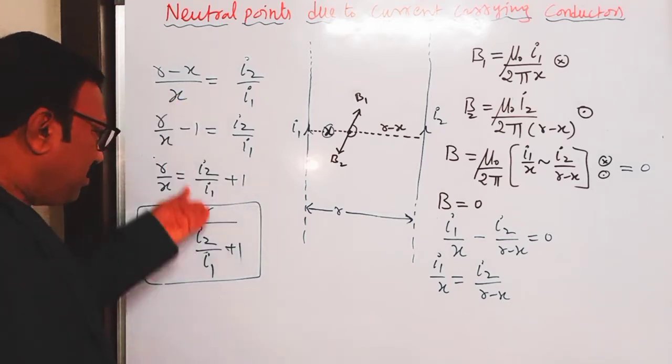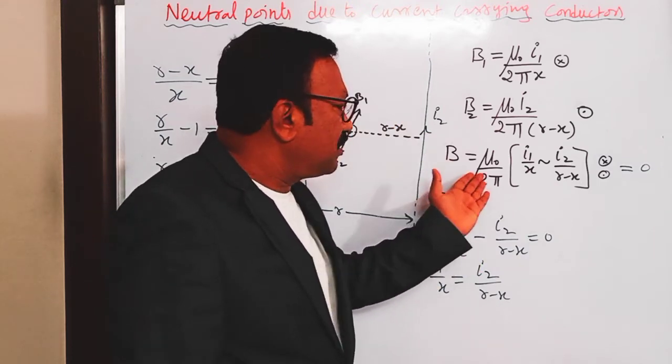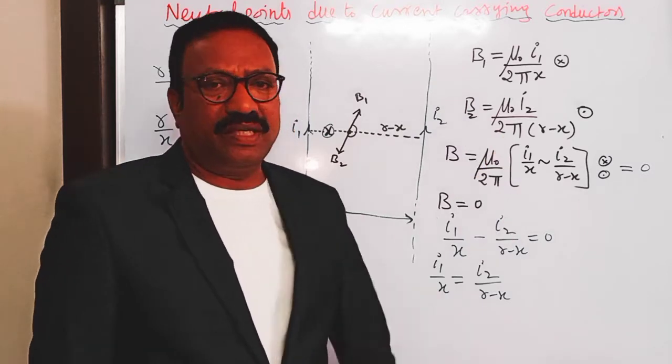If you don't remember the formula, you can directly equate the two fields. Resultant field is equal to 0. You can equate B1 is equal to B2 and solve the problem many times.